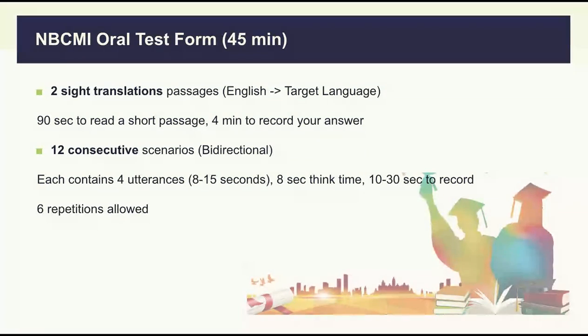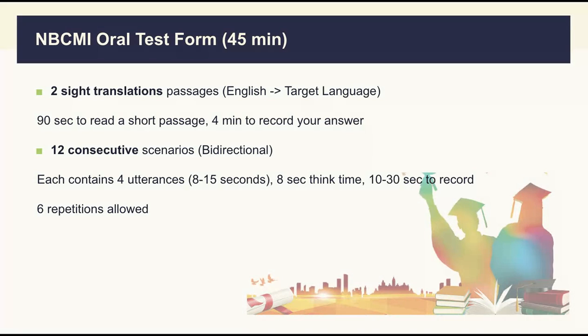You will be given 10 minutes for two side translation questions, which are unidirectional from English to your target language, and then 12 mini scenarios, which are bidirectional, where you need to interpret both for the doctor and for the patient. Each of the mini scenarios contains 4 utterances. Each utterance is 8 to 15 seconds long.